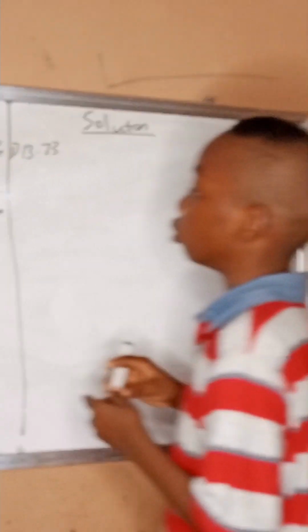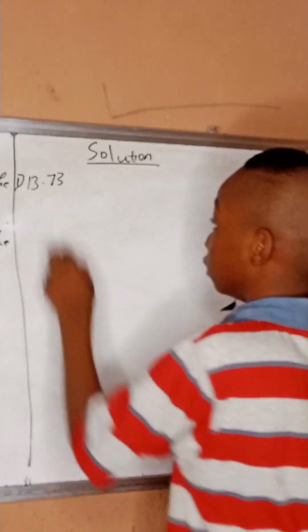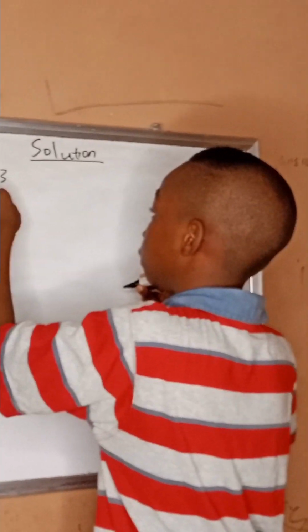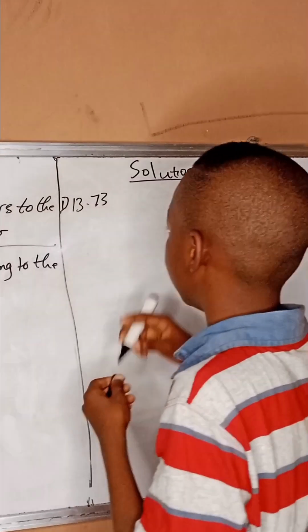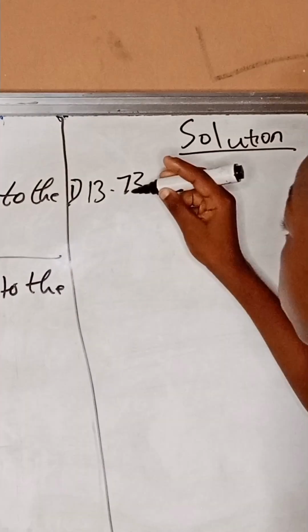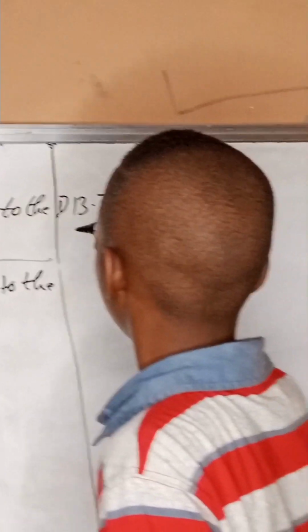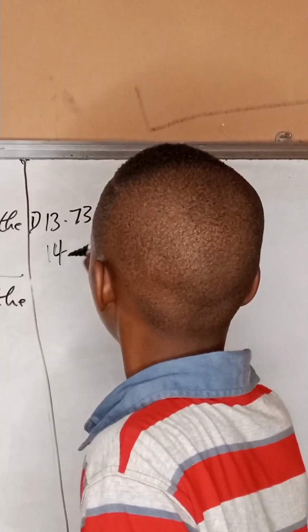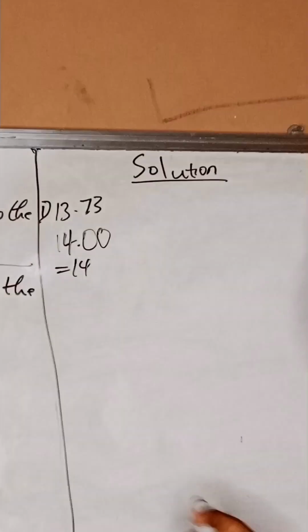So let's go on to the next step. To the nearest whole number, we have to find out what the whole number is, and that is 13. 13 is the whole number because it is the number before the decimal point. Our decider is 7 and the number I want to round up is 13. 7 is greater than 5. 1 will go to the 13, which makes it 14, and these two will turn into 0, 0. The answer is 14.00 or 14.